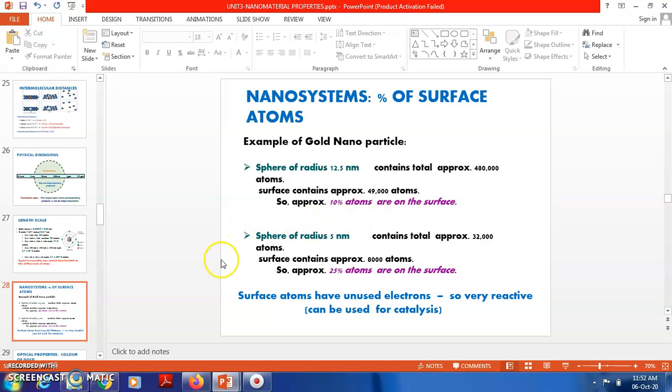Then I am going to consider a sphere with a radius of 5 nanometer. Here the diameter is very small compared to the previous one. It contains 32,000 atoms, and the surface contains approximately 8,000 atoms, so approximately 25% of atoms are on the surface. Surface atoms have unused electrons, so they are very reactive and can be used as a catalyst.